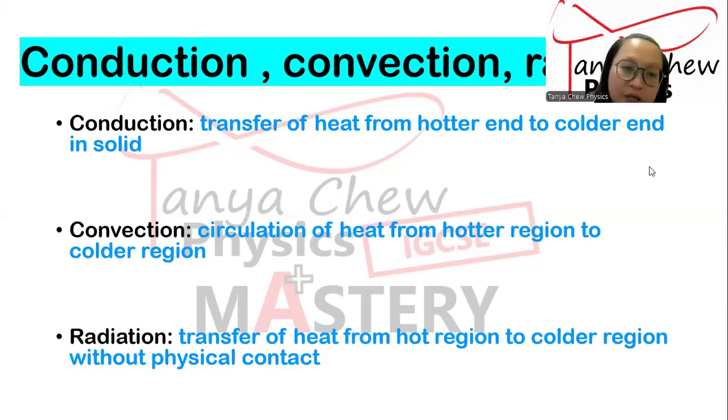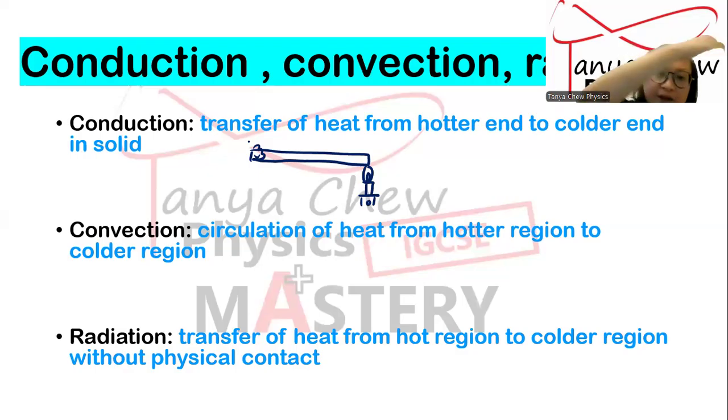First one, this is how heat can be transferred: conduction. Conduction is the transfer of heat from the hotter end to the colder end in a solid. Let's say this is a metal, and you place a fire here, and then you just hold the other end. Since this is a metal, it will transfer heat from the vibrating atoms and the delocalized electrons to the other end. Heat must be transferred from the hotter end to the other end. So when you touch the other end, you could feel hot. Ouch, like that. That is conduction, right?